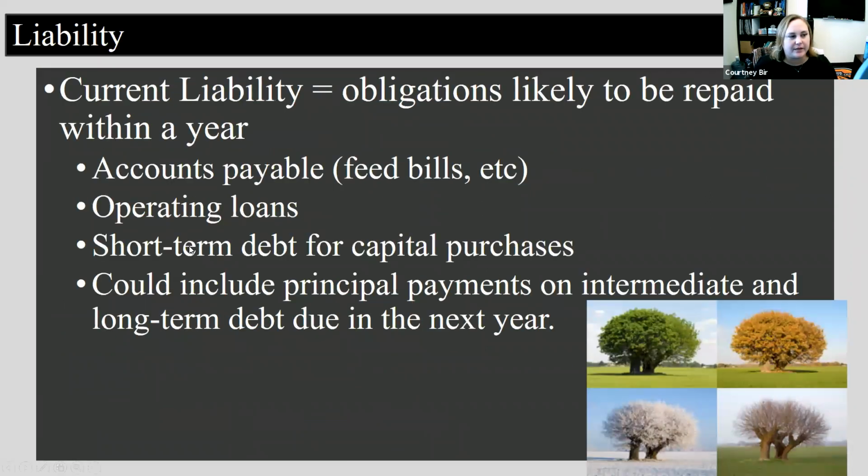So current liability, these are obligations that you're likely to repay within a year. So this is your accounts payable, this is your feed, your bills, those sorts of things. It's your operating loans, your short-term debt for capital purchases. It could include your principal payments on intermediate and long-term debt, but it has to be due in the next year.